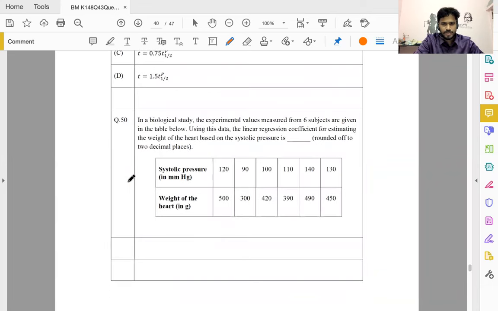Biological study: experimental values are measured from 6 subjects given in the table below. Using this linear regression coefficient, estimate the weight of the heart based on systolic pressure. Systolic pressure in mmHg. Notice I gave this one problem: what is half value layer? Then one student pointed out you didn't give the units. If it is in centimeter inverse, it is this. What if I write the answer in meters? What if I write it in millimeters? It's a coefficient. It does have a unit. They did not give units.